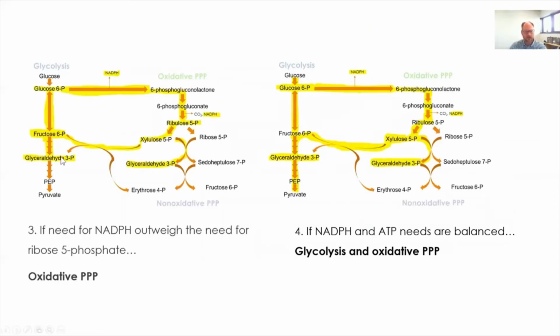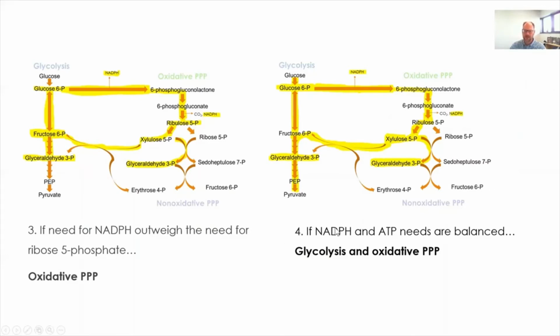Another mode this pathway can operate in is a condition where there's a need for NADPH, and that need outweighs the demand for ribose 5-phosphate. In that particular condition, glucose 6-phosphate flows in, it flows through ribose 5-phosphate, and ultimately the carbon is returned to glycolysis and then can flow down the glycolytic pathway.